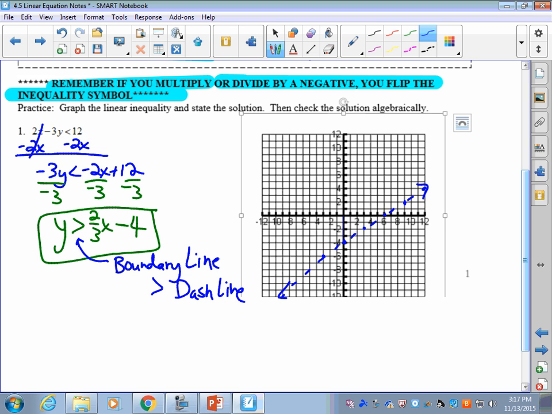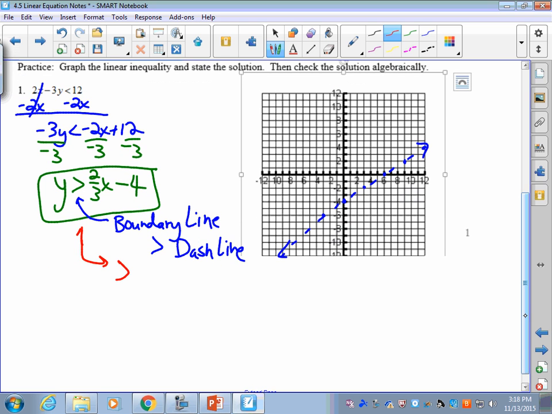And then it says we have to determine the region, okay? The region of our shaded region, our solution set. So again, I have to look at the inequality symbol. So this symbol again was less than. So if I have a less than symbol, where do we shade? Greater, I'm sorry. Straight above.